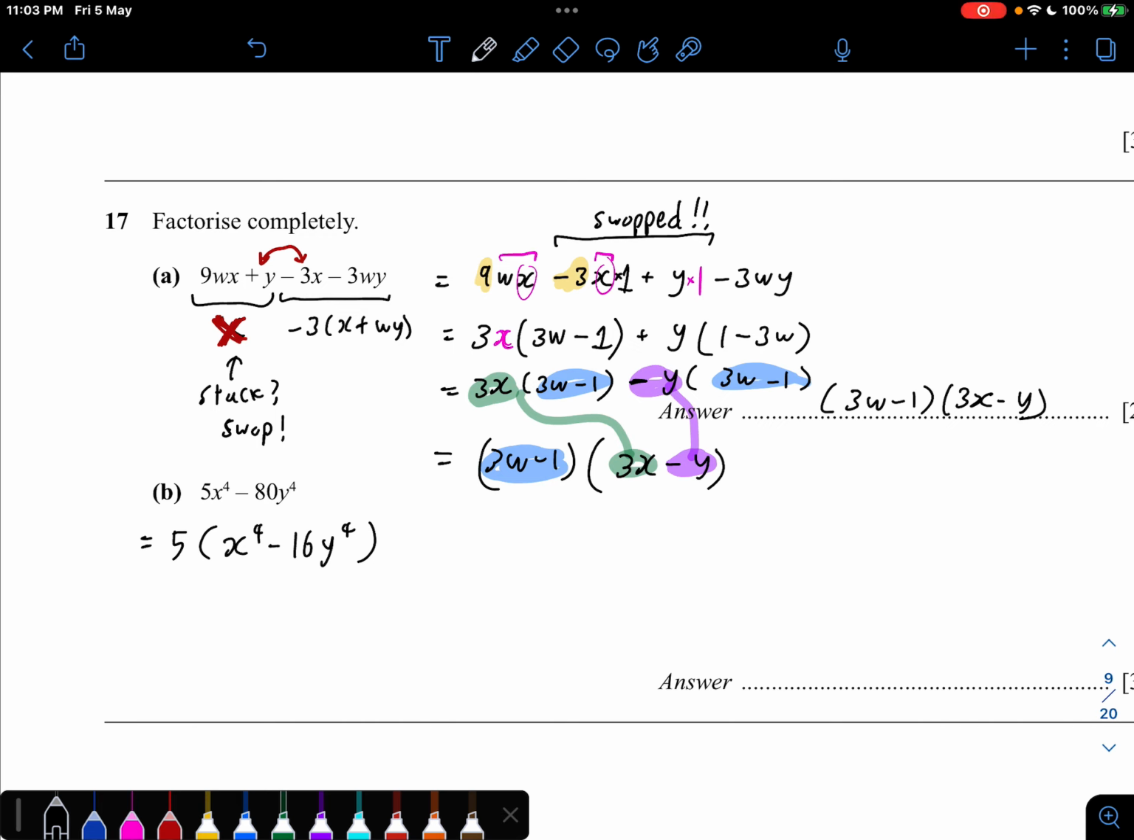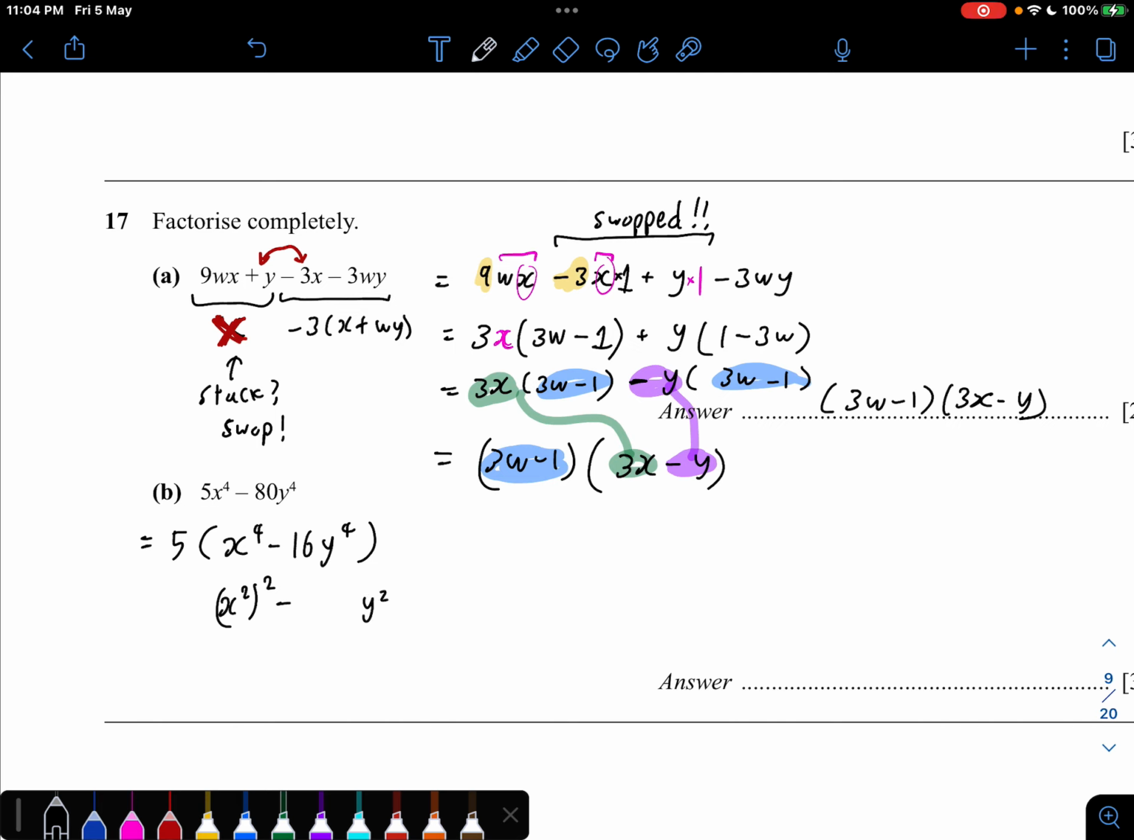Whenever you see a minus, and you see 4s, I hope your mental sums is ringing. You realize that it's related to 2, right? Can divide by 2. 2 times 2 is 4. So in other words, we could always rewrite this x power 4 as x squared minus 16y power 4.